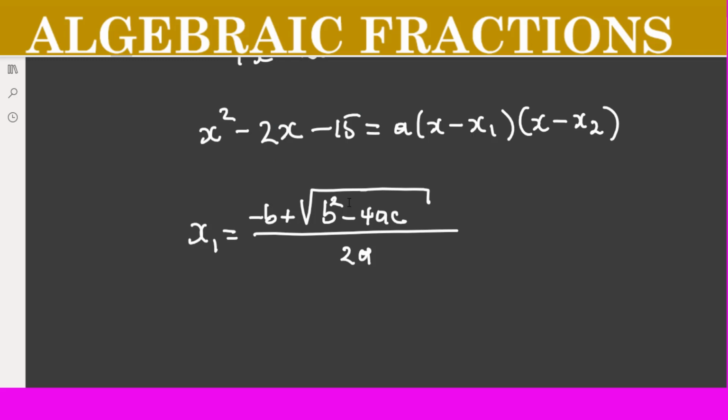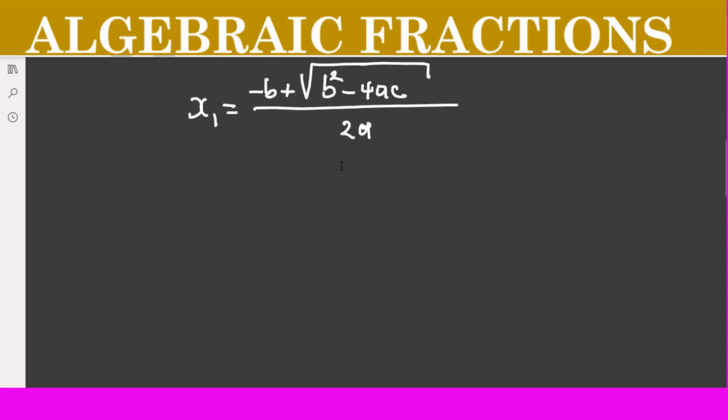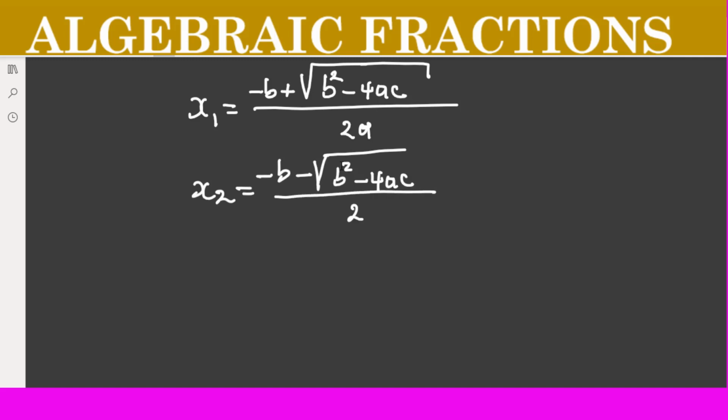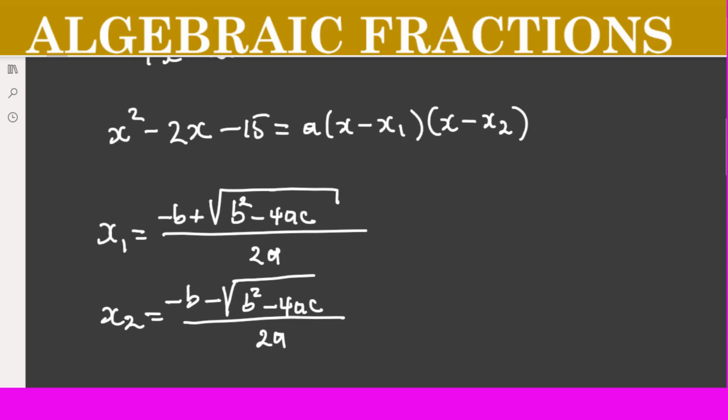Now, the x2 root we get by negative b, minus the root of b squared minus 4ac, over 2a. Now let's find this value.